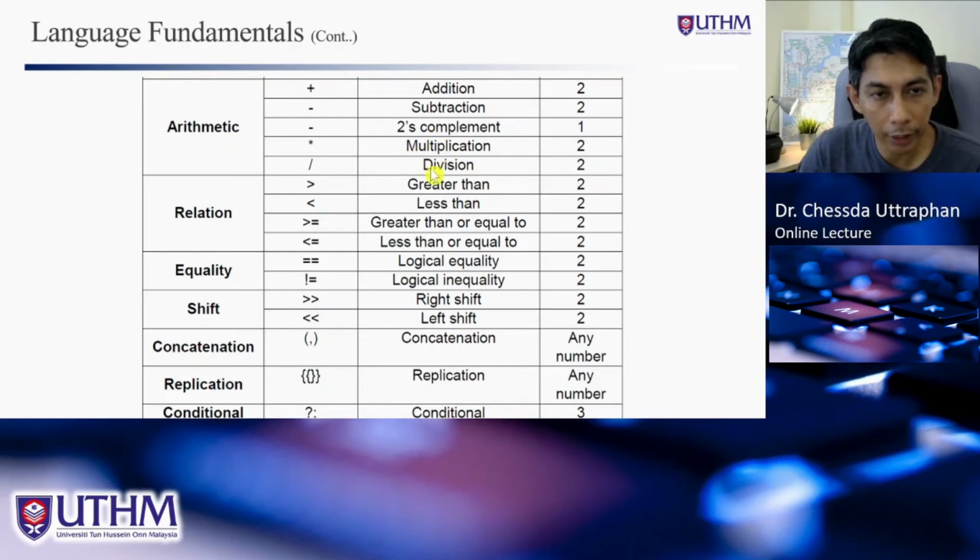Multiplication is this, division is this. This is relation, so we can test, for example, greater than, less than, greater than or equal, less than or equal. This is logical equality: if A equal to B, we do this. Not equal is this. This is right shift, and this is left shift.